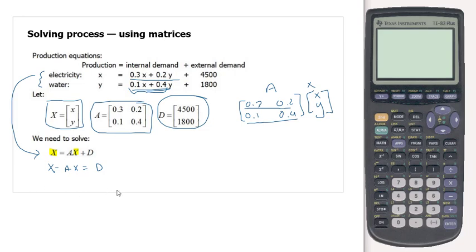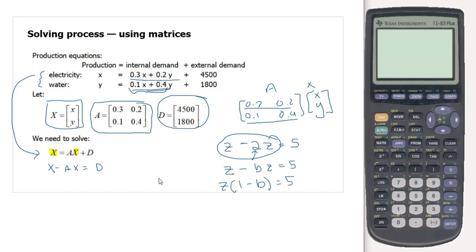Now, in algebra, if I had z minus 2z equals 5, we would combine these as like terms. When we have a variable here instead of a number or a constant, like z minus bz equals 5, what we're going to do is factor out that z, and when we factor out that z, we have (1 minus b)z equals 5, and then we divide.